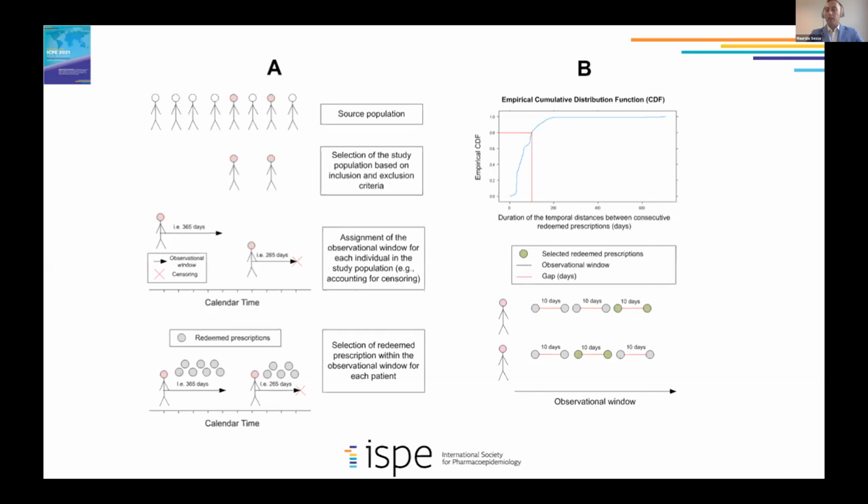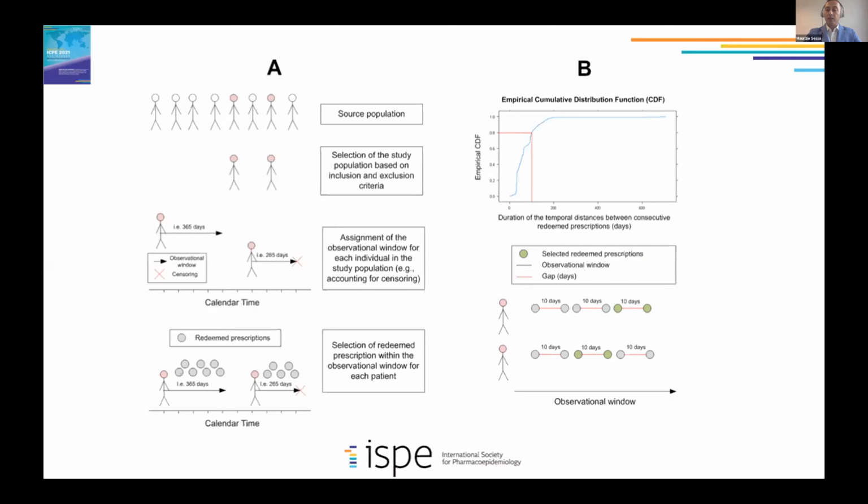From your source population, you need to preliminarily identify your study population based on your inclusion and exclusion criteria. That's standard practice in pharmacoepidemiology. You will define your observational window for your patients, accounting for censoring. And after that, you will obtain all the redeemed prescriptions within the observational window. And then we move now to panel B of this figure. What happens next is that you need to identify sequential prescriptions during the observational window, at max 2.